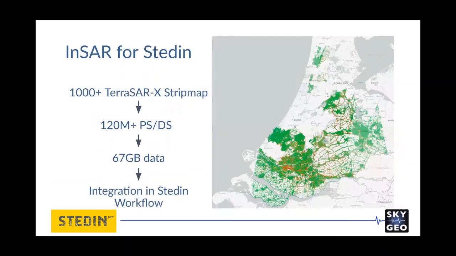What SkyGeo did is process thousands of TerraSAR-X map images, creating more than 100 million PS and DS points, and almost 70 gigs of data. And then together with Stedin, we worked on integrating this data actually into their normal workflow, which is what Ivo Visser from Stedin is going to tell you about.